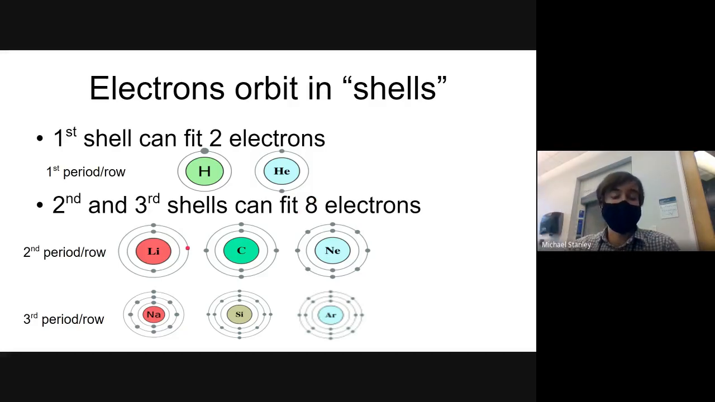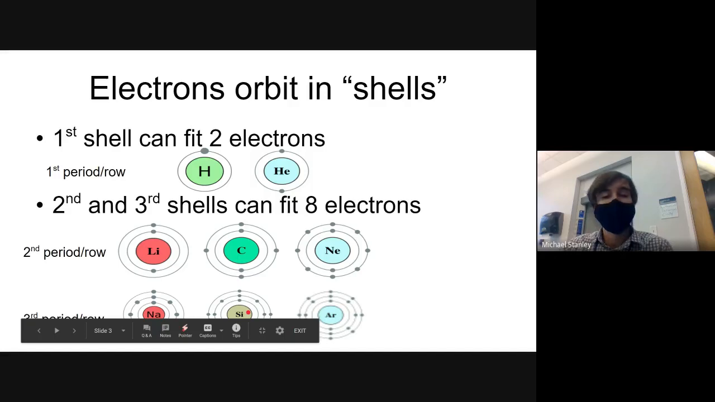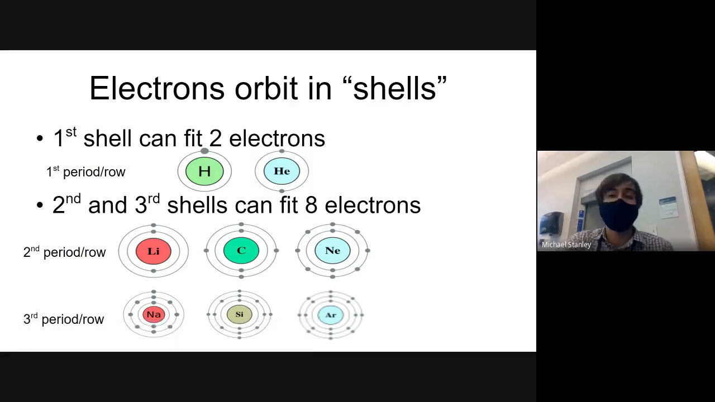So sodium has 11 electrons: 2 on the first shell, 8 on the second shell, and then the last one on the third shell. If we look at a little bit bigger atom, something like silicon, silicon has 14 electrons total. Its atomic number is 14, so it has 14 protons and 14 electrons.